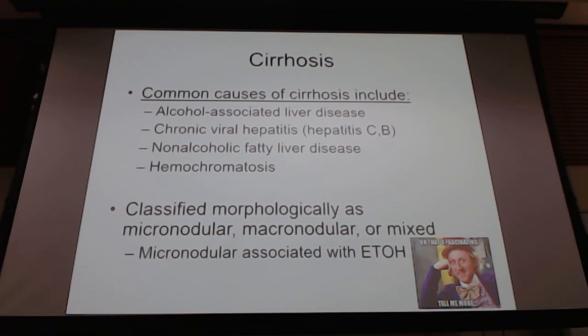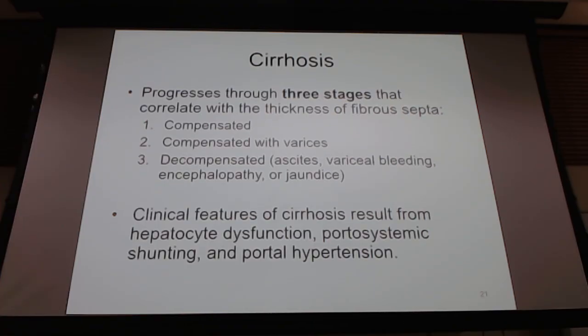If it is related to alcohol, they call it micronodular. That's what you're going to read on a radiologic study, micronodular. And then we see how it progresses through the stages. So they're going to compensate, they're going to be able to handle this. The liver's going to try and regenerate itself and fix it. I think it's going to progress to varices, still compensated, but those varices haven't ruptured.